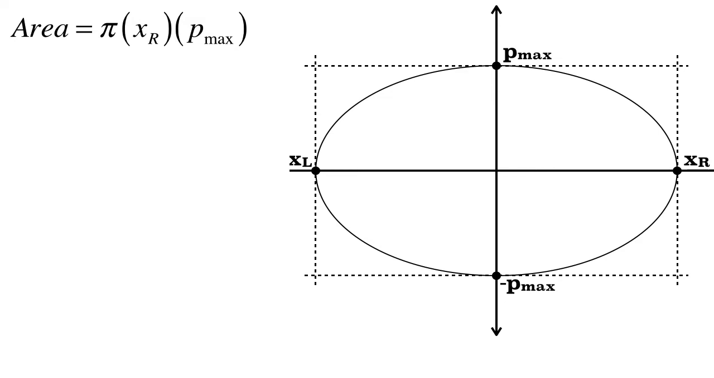Okay, so if this is 0, 0 right here at the center of the ellipse, then xr is like 0.32 meters or something. All right, and that's half the width of the ellipse. And then half the height is from 0, 0 here at the origin all the way up to p max. So that could be like 4.75 kilogram meters per second, or whatever it works out to be. All right.